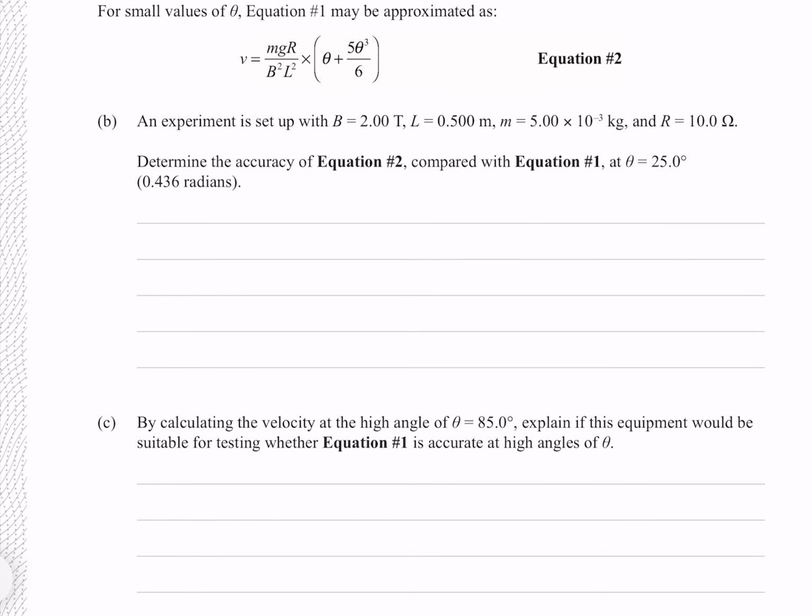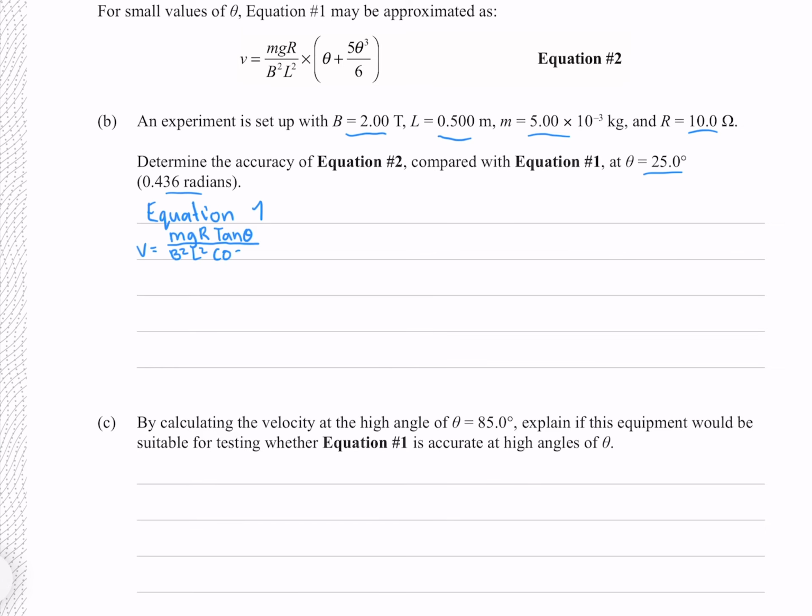For small values of theta, equation 1 may be approximated as this thing here. An experiment is set up with b equals 2, l equals 0.5, m equals 5 times 10 to the minus 3, and r equals 10. Determine the accuracy of equation 2 compared with equation 1 at theta equals 25 degrees, or 0.436 radians.